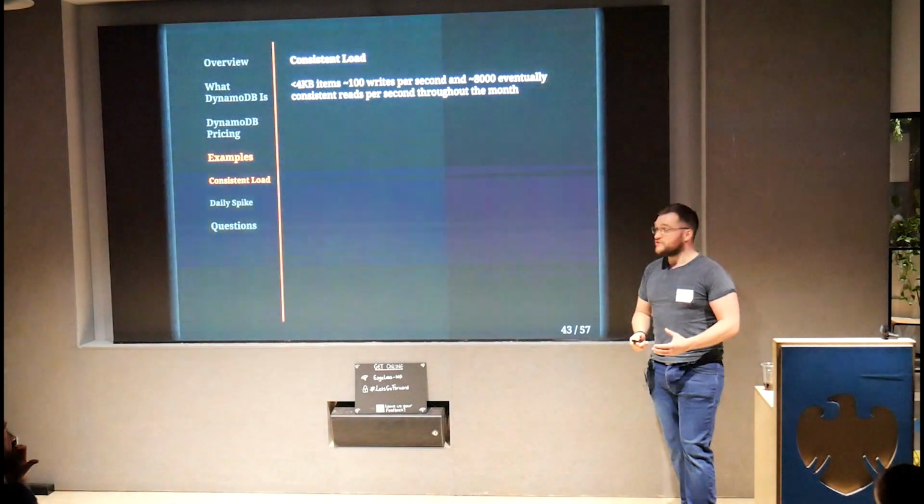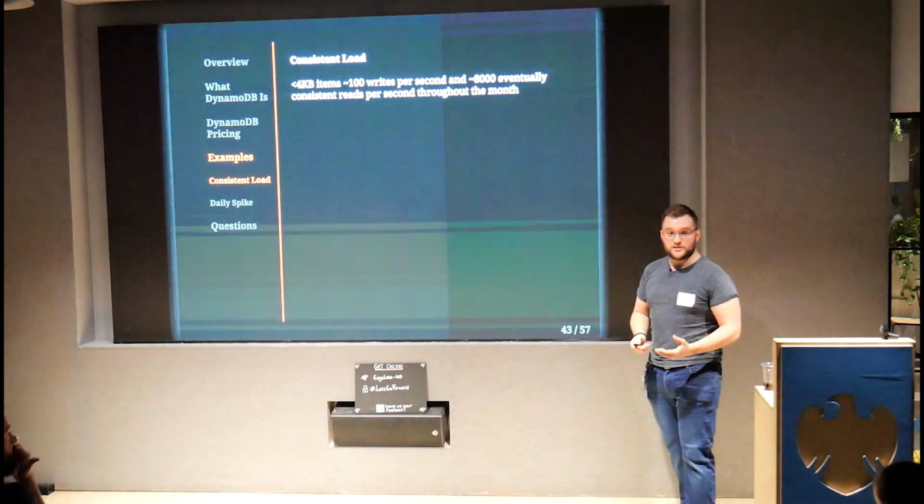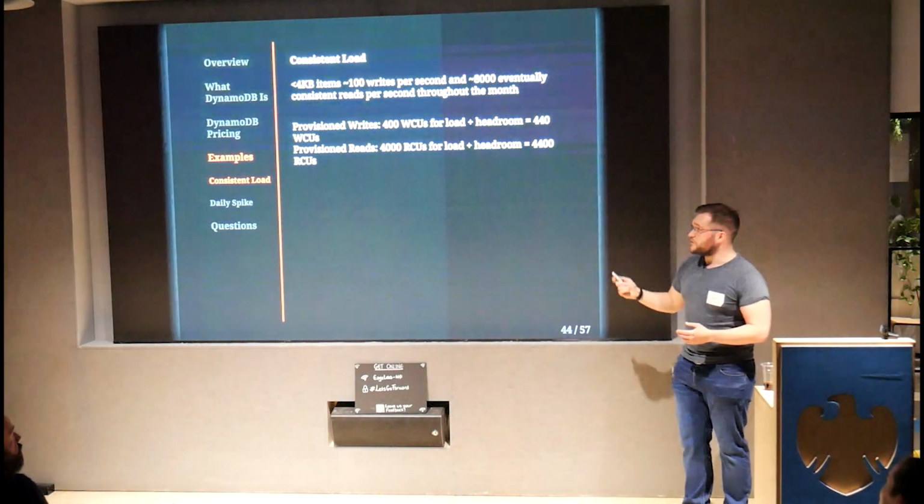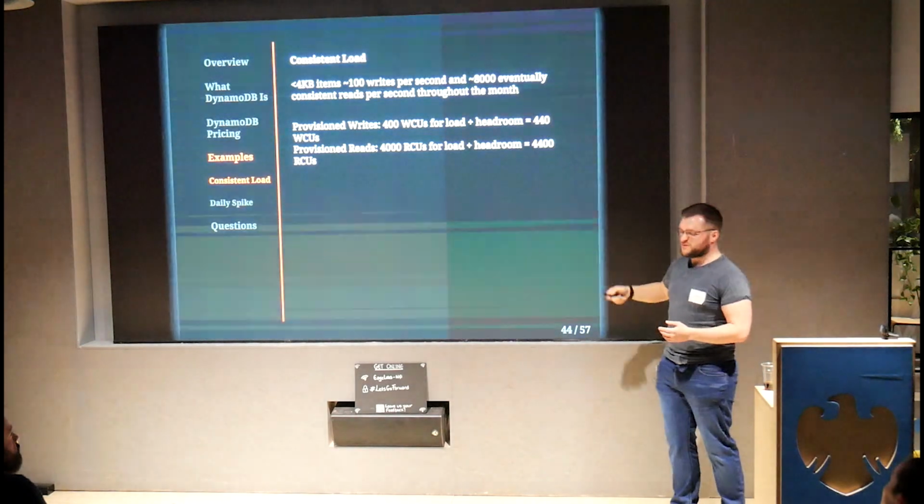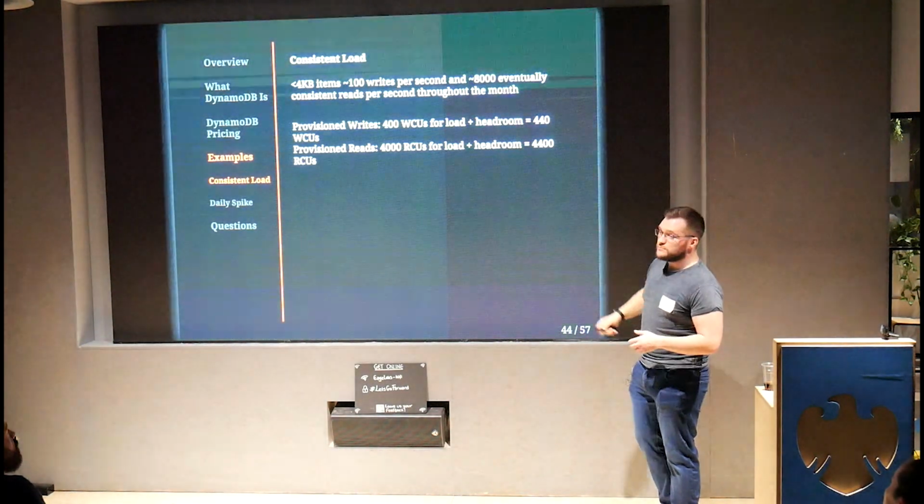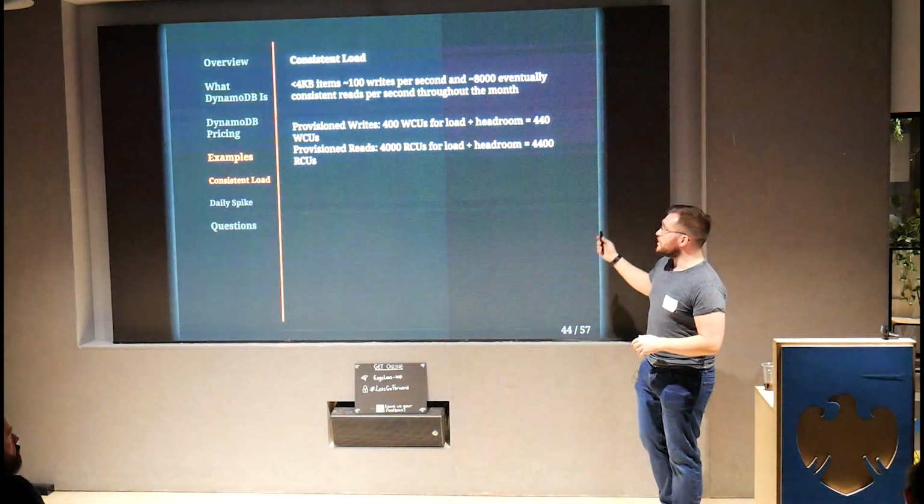If you've got this sort of consistent load, this is where the pricing model of provisioning it beforehand is really going to pay off for you. So if you're doing provisioned writes, you're going to take about 400 WCUs plus 10% headroom, so 440. And provisioned reads do the same. Take what you need, add 10% just in case it's a little bit over. So those are the numbers we're going to work off of.